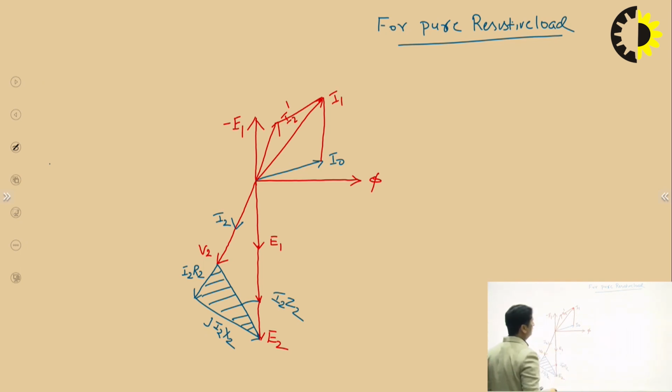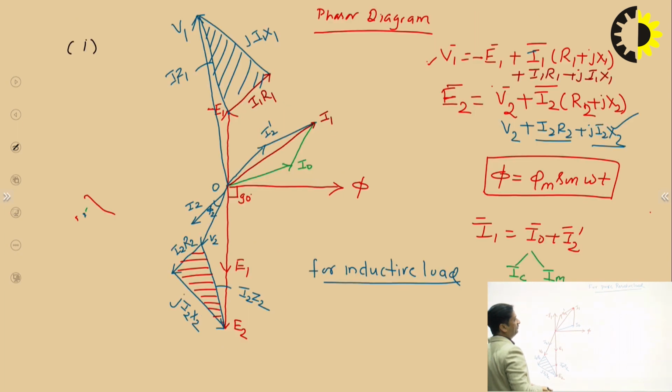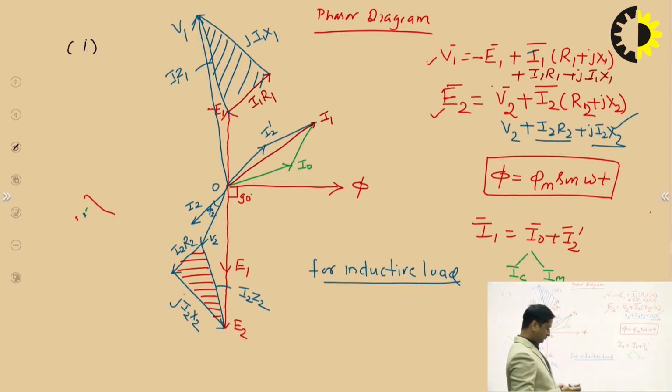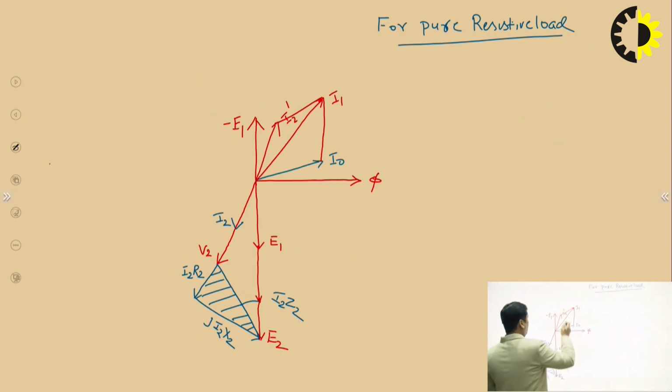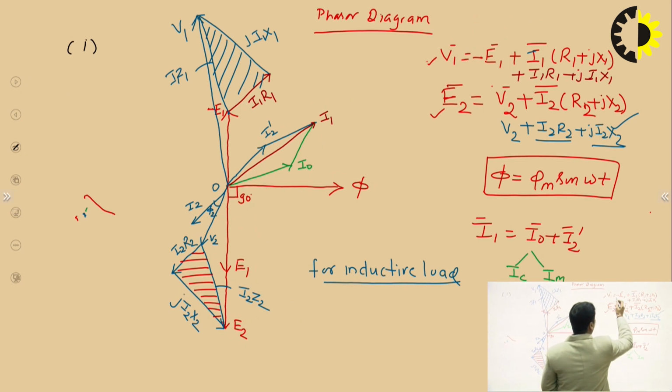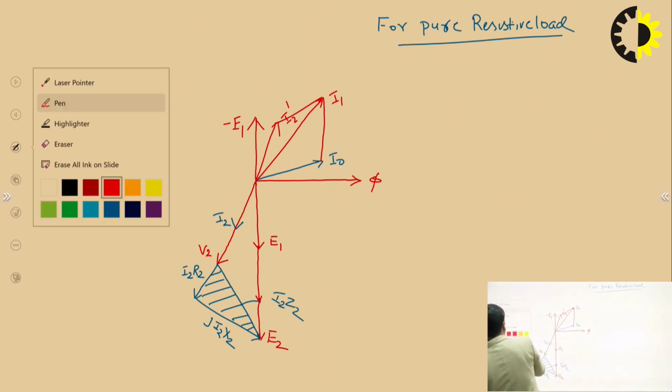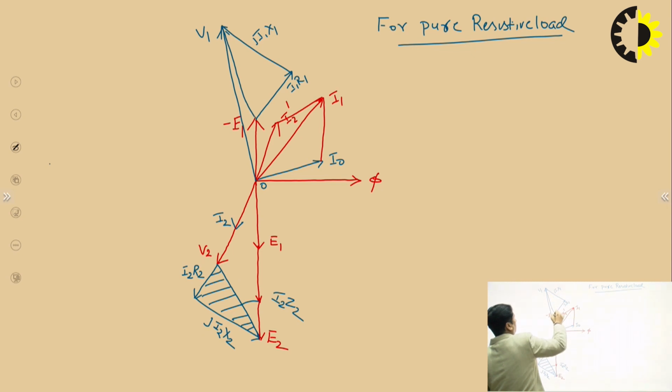The equation of the current and the voltage will remain the same. These equations will remain the same. We have to apply the same equation actually. So I1 is this. Now V1 will be equal to minus E1 plus the drop in the primary winding. So for this I1, we can take a different color, and this is your I1 Z1.